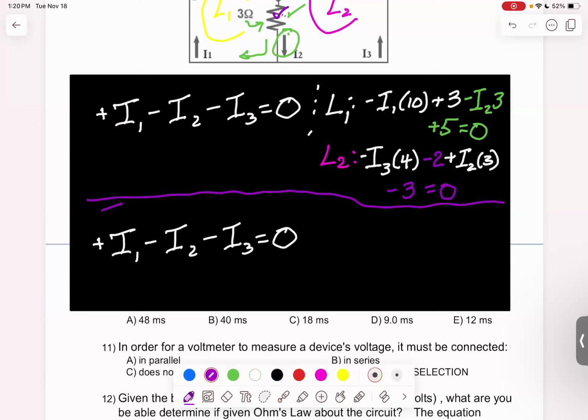So let's put this term right here. Let's make that negative 10 I1 minus 3 I2, and then equal to 3 and 5 add up to 8. But when I move it over, we're going to move it over and make negative 8. And that comes by way of L2. Sorry, L1.